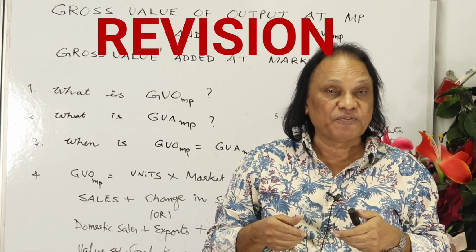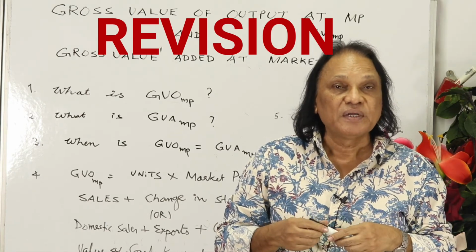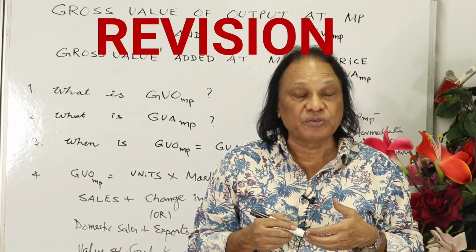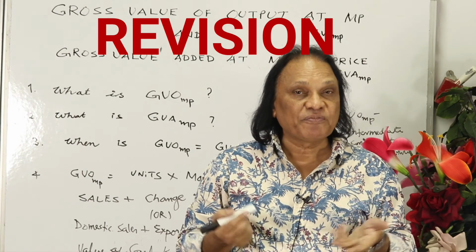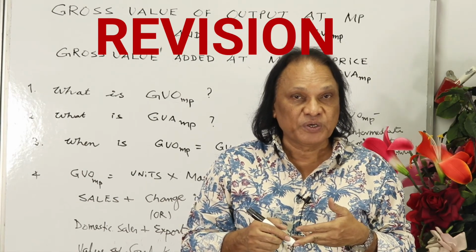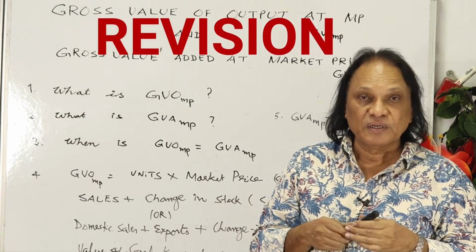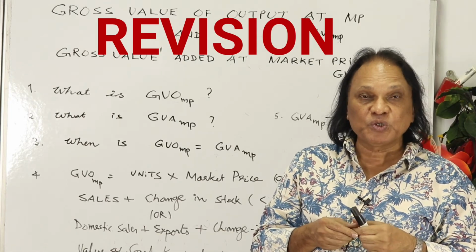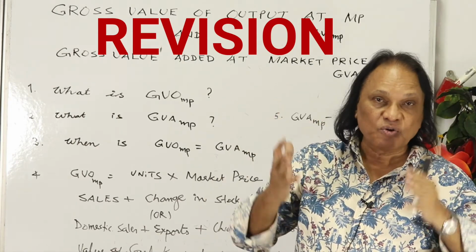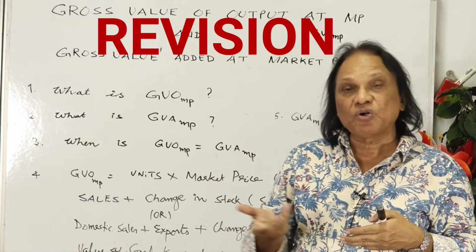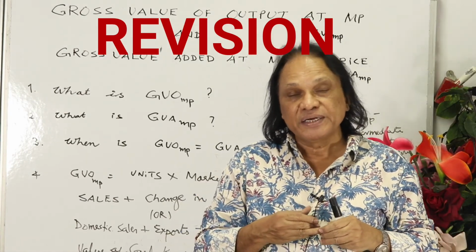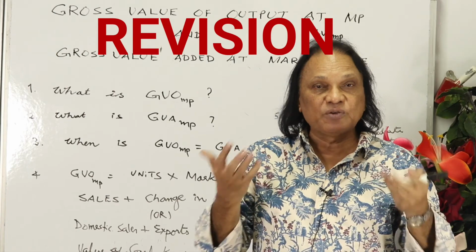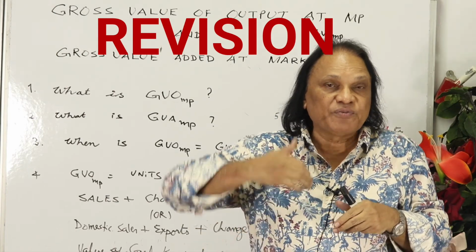And apart from these 4 factor inputs, the firm has to hire or purchase some secondary inputs. They have to buy raw materials, intermediate goods. With the help of all these primary and secondary inputs, the firm produces the goods. The value of this output is known as gross value of output, which we can find out by multiplying the number of units produced by the firm with the price in the market. You get the gross value of output at market price. What is gross value added at market price? By subtracting intermediate consumption expenditure of the firm from gross value of output at market price, we get gross value added at market price.